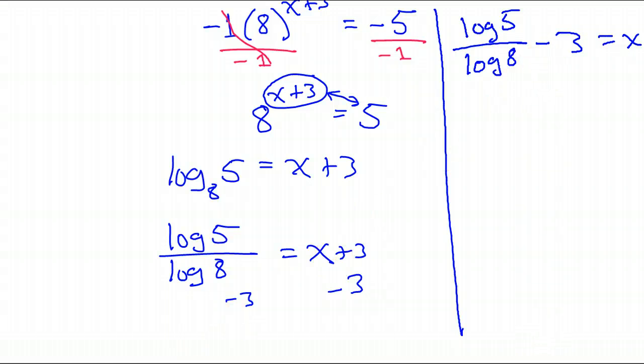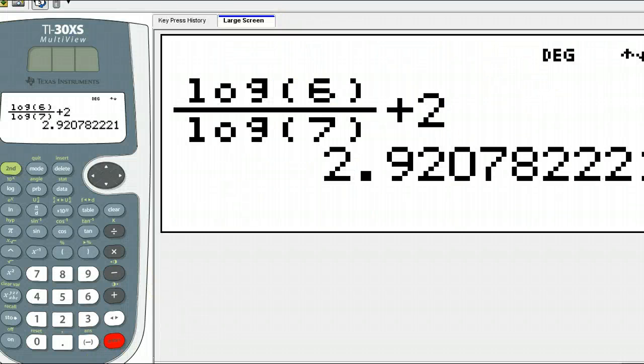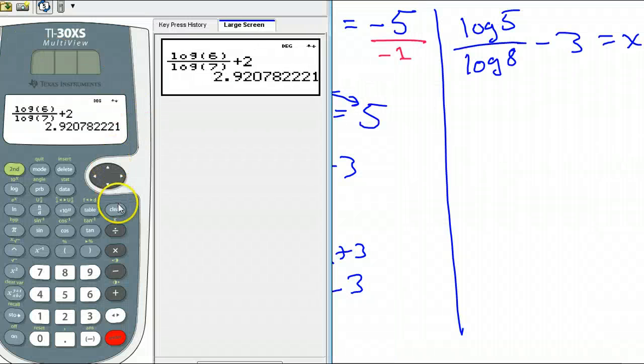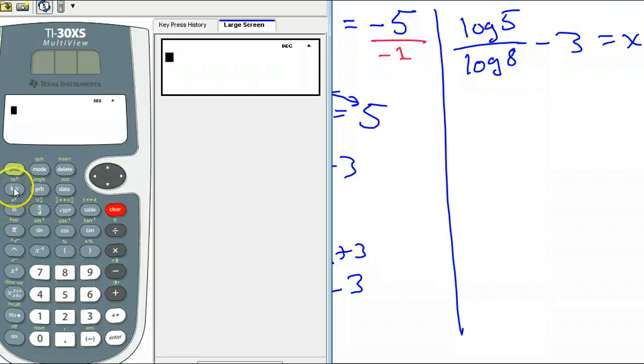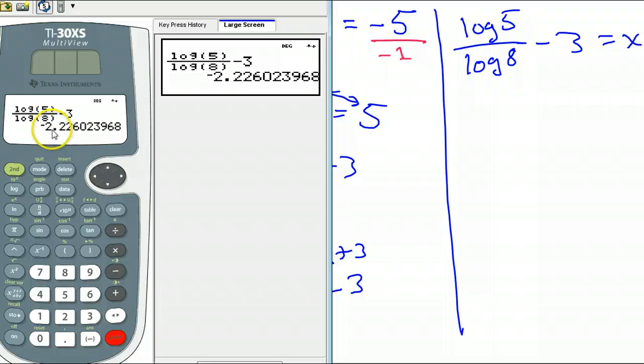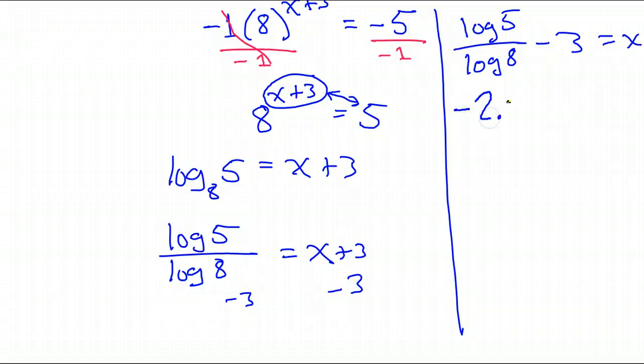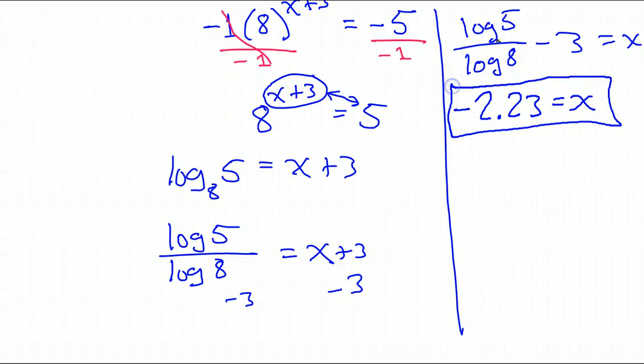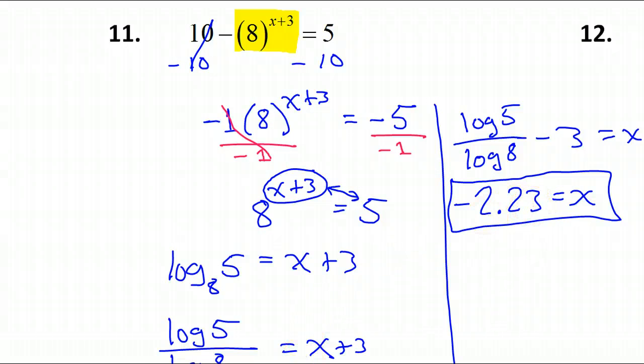Now this can simply be put in the calculator. Just type the entire thing into the calculator. So, negative 2.23. All right, that's it for number 11.